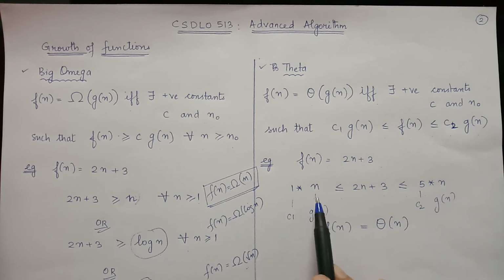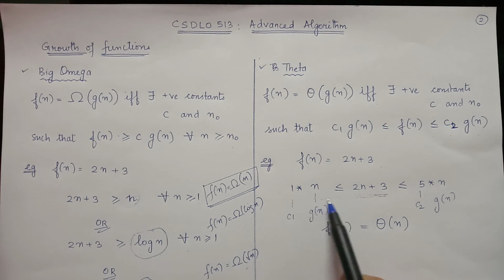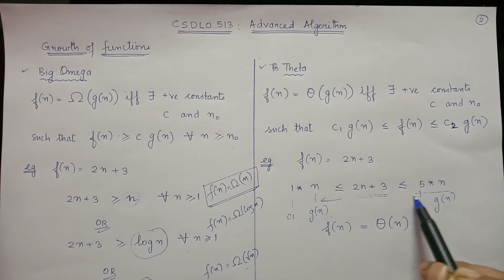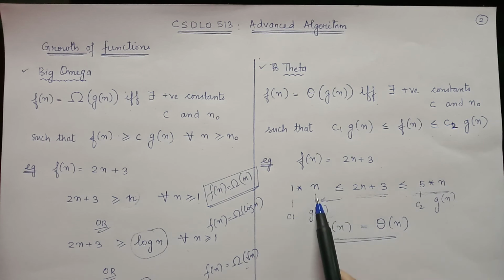So here we can see that this function has a lower bound which is c1 times n, and an upper bound which is c2 times n. So we can say that f of n is theta of n, where the lower bound as well as the upper bound is represented with respect to the same function.